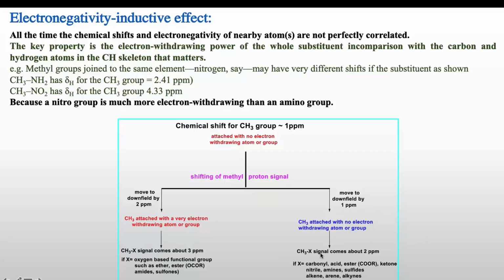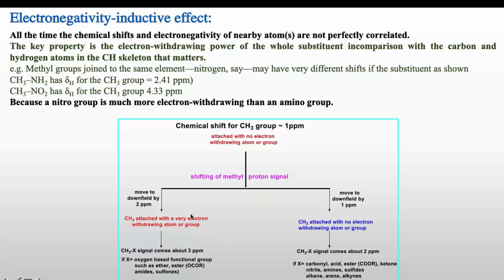So in this case, the peak will appear around 2 ppm because it already comes at 1 ppm, and this electron withdrawing group will add another 1 ppm. So finally it will come around 2 ppm. Now these groups can be carbonyl, acid, ester, ketone, nitrile, amine, sulfide, alkene, arene, alkyne. So any methyl group connected to any of these groups will come around 2 ppm, meaning the protons in this methyl group will come around 2 ppm.